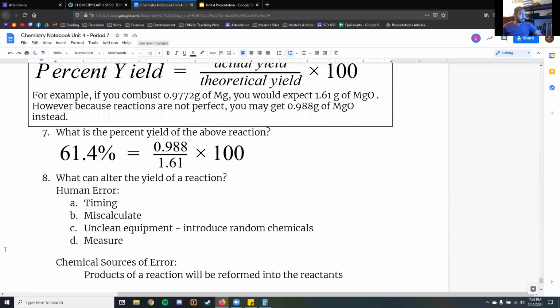Maybe you let a reaction go on for too long. Boom, your product's been reused as part of something else. You miscalculate. That happens often enough. Or you measure something incorrectly, right? Three people will measure the same jar of water and they'll measure three different numbers. Unclean equipment sometimes occurs. You don't notice that you didn't wash out your glassware thoroughly. That might introduce some random chemicals into an experiment. Typically, though, your sources of error are going to be coming from either your measurements or the chemical source, which is when products tend to react and reform into the reactants.